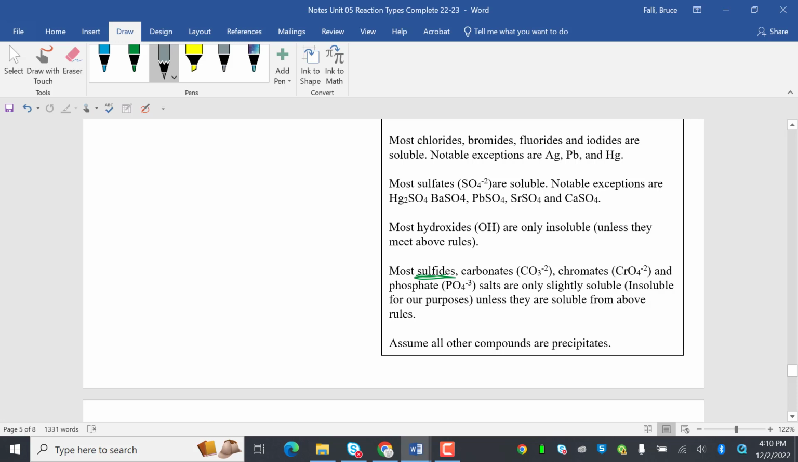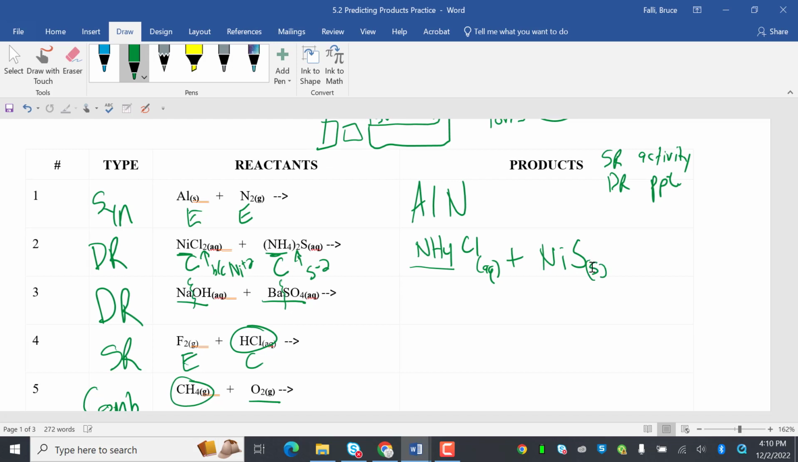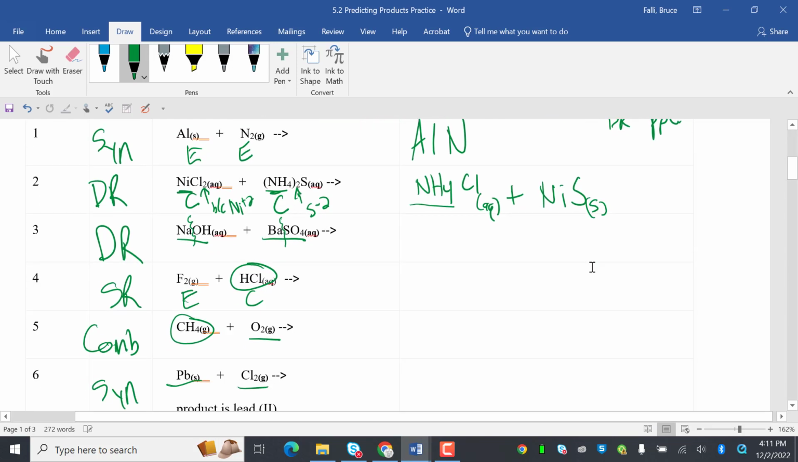Most sulfides are insoluble, and we're not looking at an exception. So that means I have an insoluble solid precipitate. Oh, look, another double replacement. Dun, dun, dun.